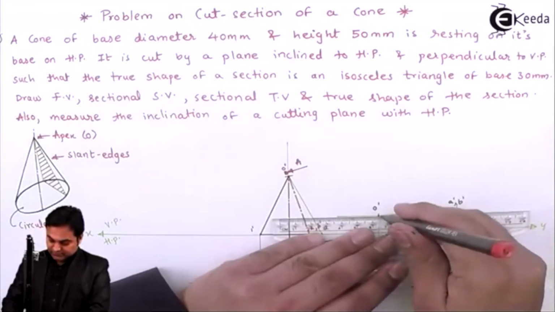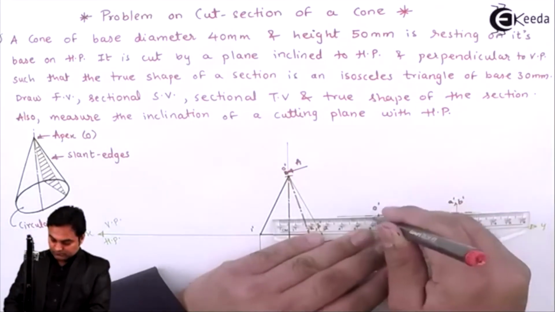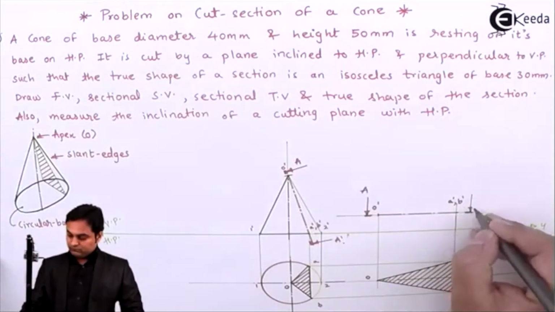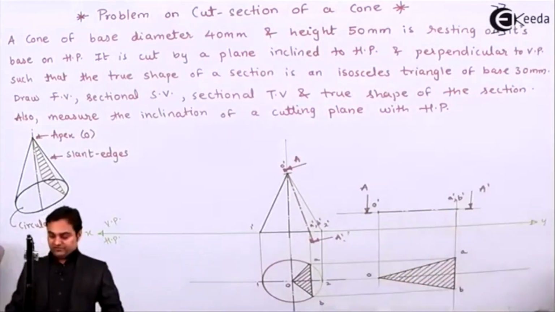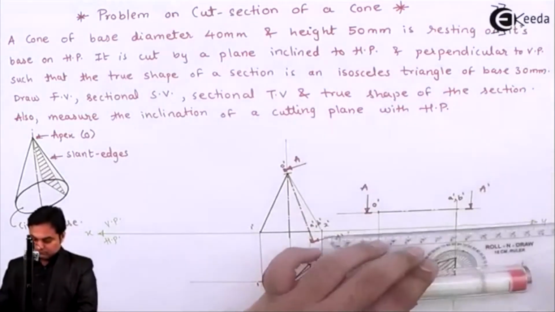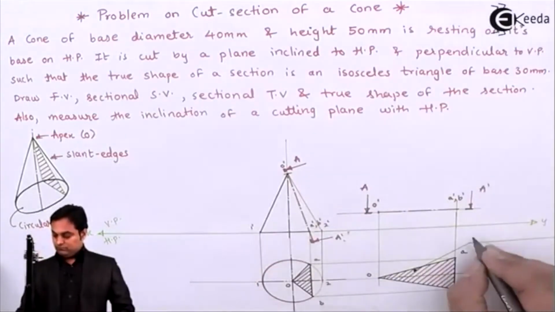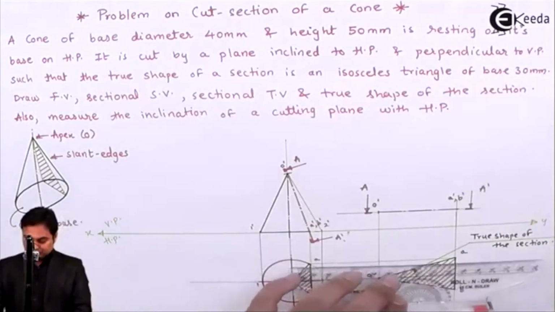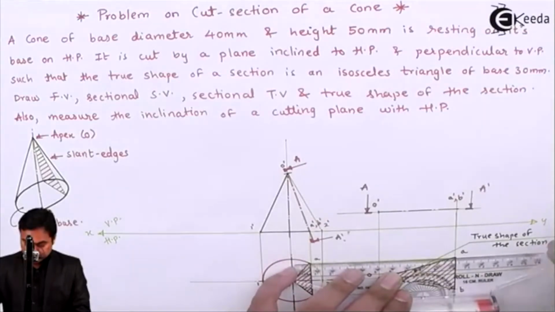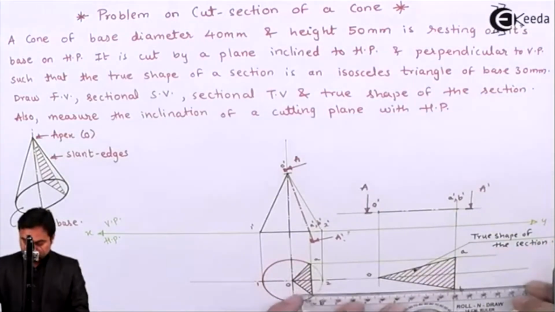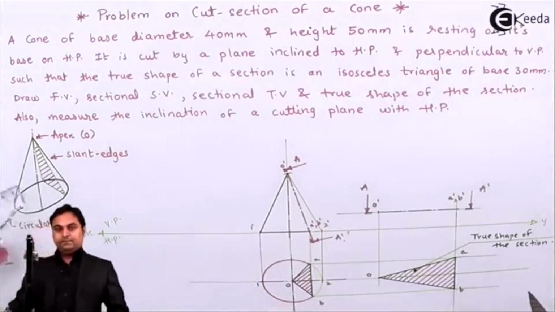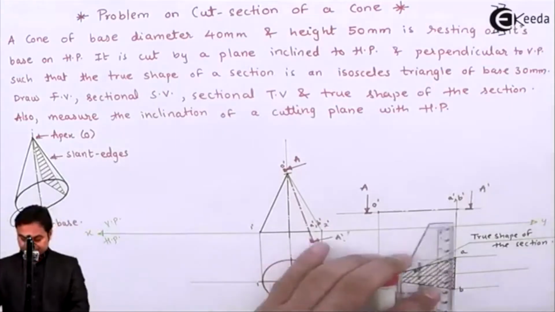Next, making this cutting plane dark. So here is the true shape of the section and even the cutting plane. True shape of the section. I'll give the dimensions to it. First, starting with this base of the triangle, isosceles triangle. That base is 30 mm given in the problem.